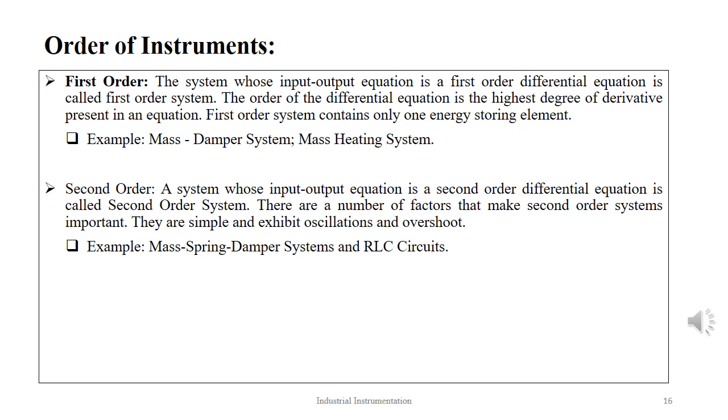A system whose input-output equation is a second-order differential equation is called a second-order system. There are a number of factors that make second-order systems important. They are simple and exhibit oscillations and overshoot. Examples are mass spring damper system and LRC circuits.